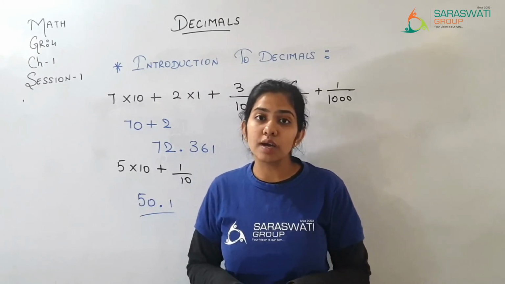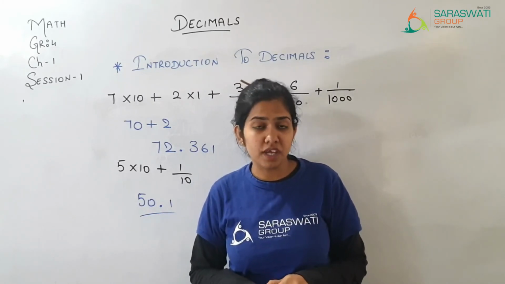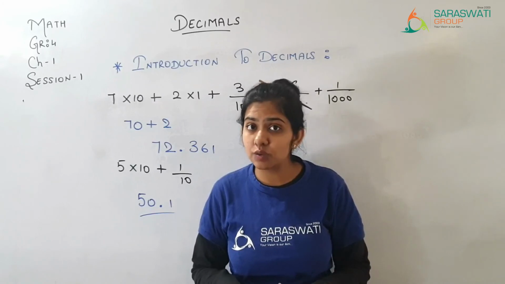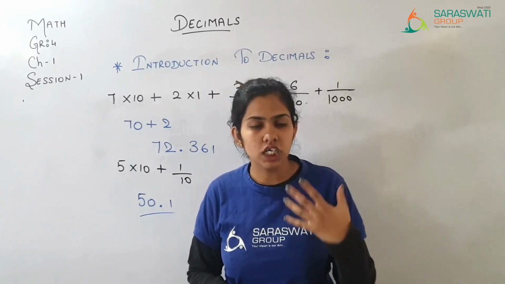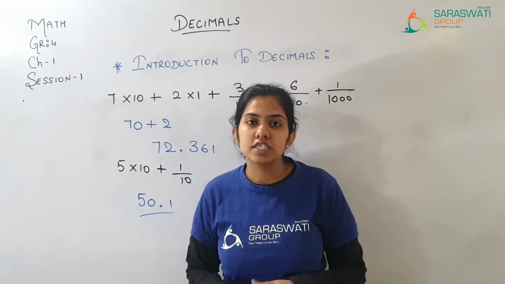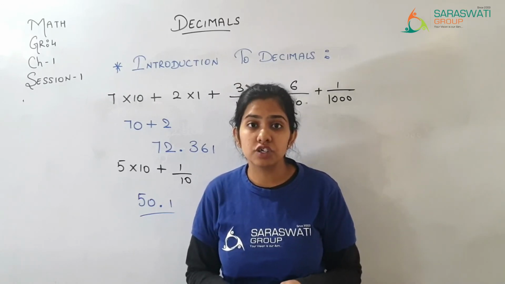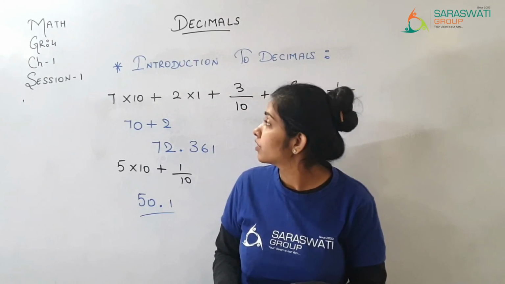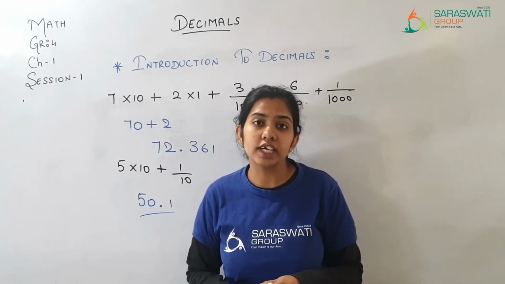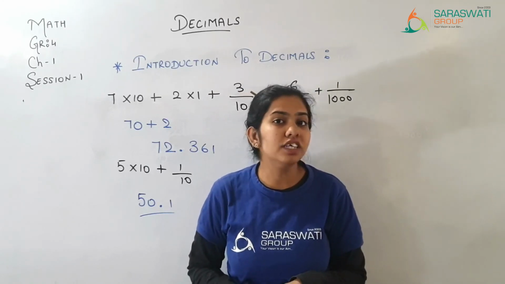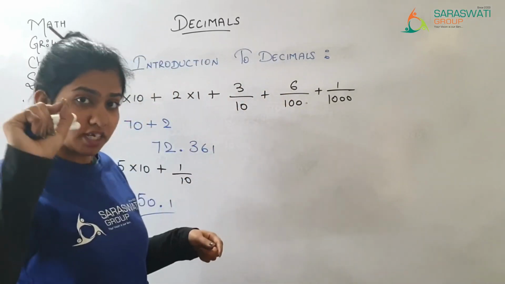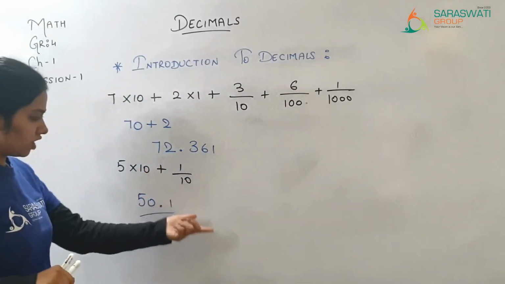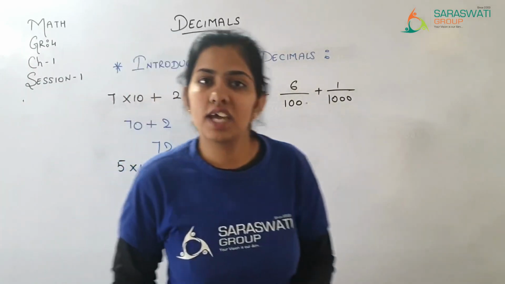So this is all about today's session. I hope that you have understood everything related to decimals. In the next lecture we will continue with another part. Okay? So today we have learned about the introduction to decimals, right? What actually decimals are and how a decimal is represented. A decimal is represented by a point, and then we can represent the numbers, right?